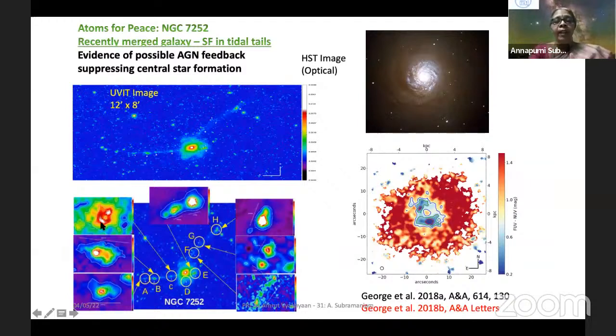There's another example where the UVIT image of the merged galaxy, the Atoms for Peace galaxy, where the tidal tails show star formation, and you can see the knots of star formation. And in this case, we had far UV and near UV together, using which we were able to estimate some ages. That also helped in understanding the central regions of this galaxy, where you can see the yellow part at the center, which would mean a deficiency of recent star formation, which would mean that probably quenching is happening in the inner regions, which could not be produced from the HST image, which is already available. So resolution plus wavelength does matter in probing specific aspects of star formation.